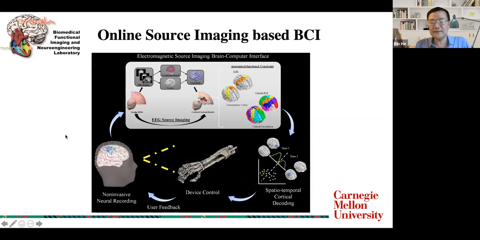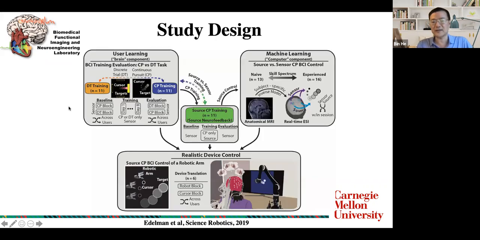So along this line, we developed an online system, and with the aid of the structural MRI, we perform the source imaging, and then we designate, considering anatomical constraint, a region of interest and derive the source signals. Eventually, we perform decoding on such source signals to control a cursor or robotic arm.